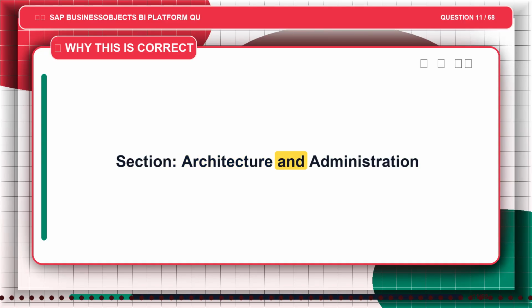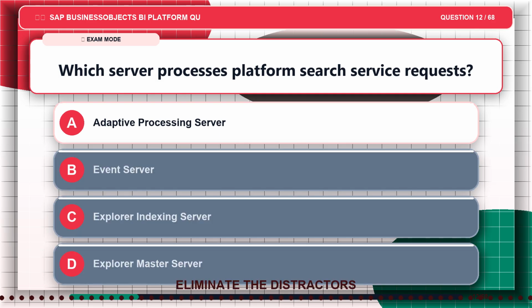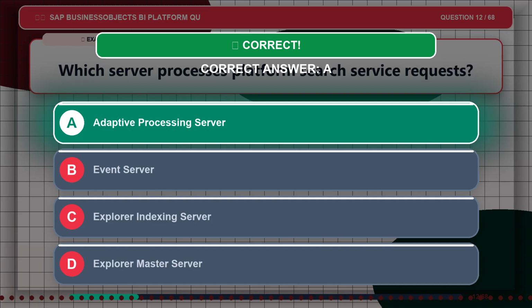Section, Architecture and Administration. Question 12. Which server processes platform search service requests? Option A, Adaptive Processing Server. Option B, Event Server. Option C, Explorer Indexing Server. Option D, Explorer Master Server. The correct answer is option A, Adaptive Processing Server.